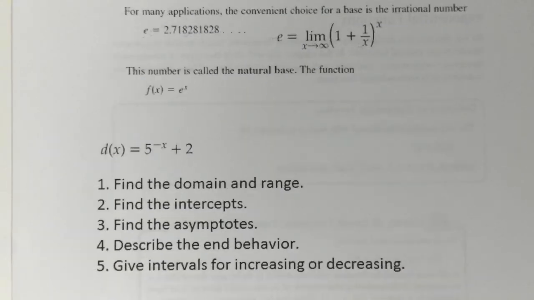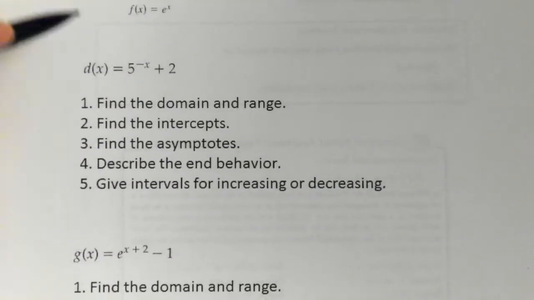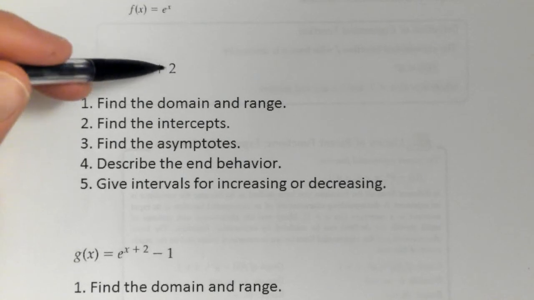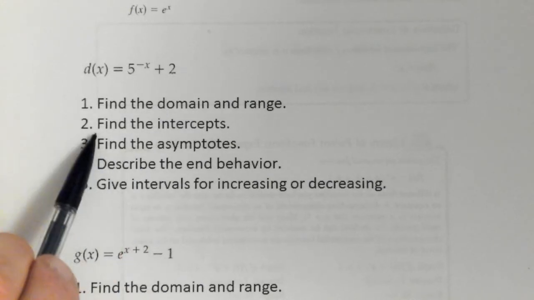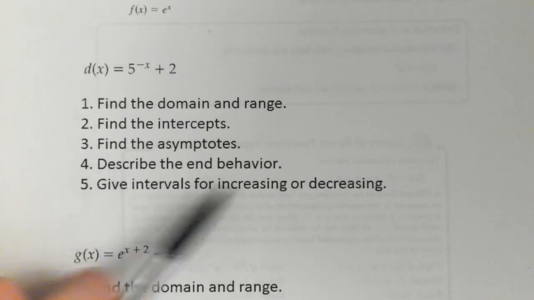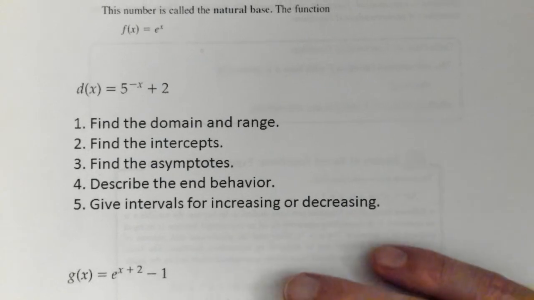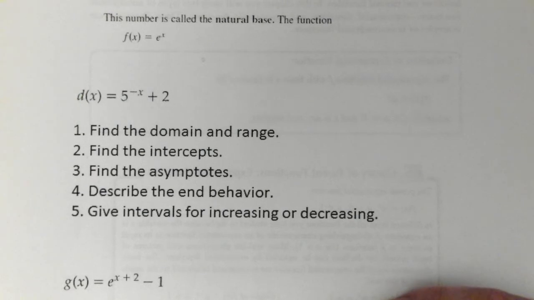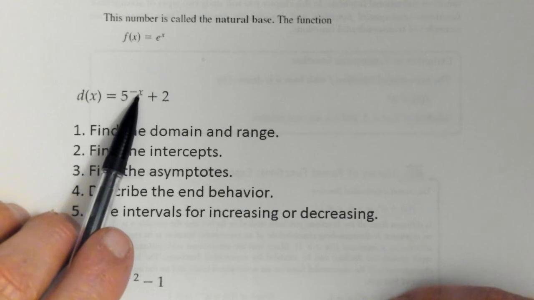Okay, so now let's take a look at the types of problems that you're going to be asked to do. For this function, 5 to the negative x plus 2, we want to find the domain, the intercepts, the asymptotes, describe end behavior, and give the intervals for increasing and decreasing. So those characteristics that we looked at on the other page, now we want to give those characteristics for this specific exponential function. And it is an exponential function because it is raised to the power of x.